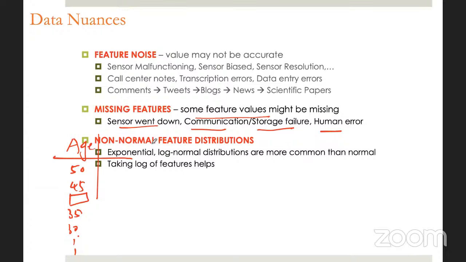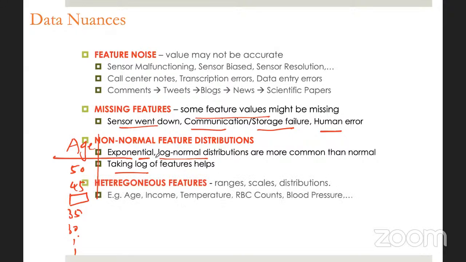Then we have non-normal feature distributions. Majority of the time, exponential distributions as well as log-normal distributions are more common than normal distributions. For this kind of thing, we can go for the log, so to some extent we can reduce the effect of these distributions and approximately convert them into normal distributions.